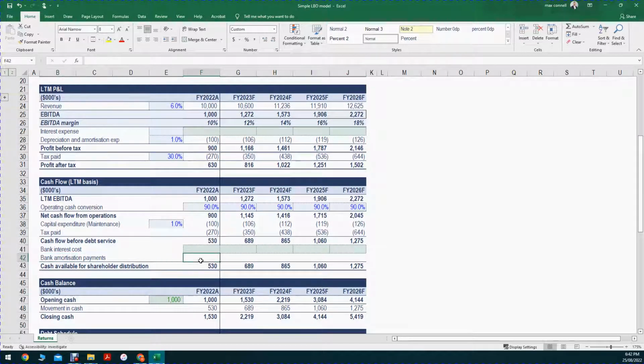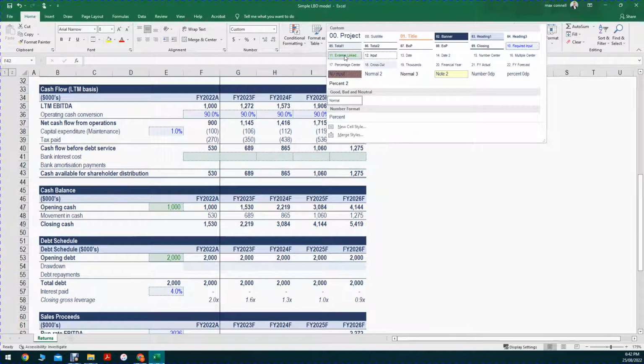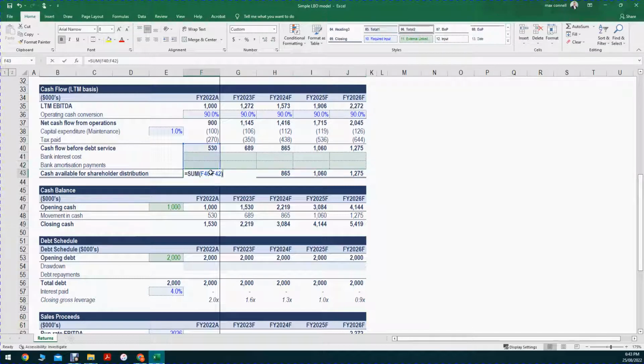Bank amortization payments is essentially how much we're paying down on our principal on our loan. So we're going to link this to our debt schedule as well. So we'll come back to this one.